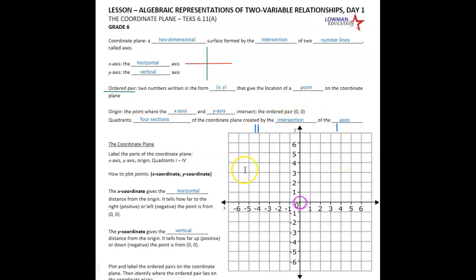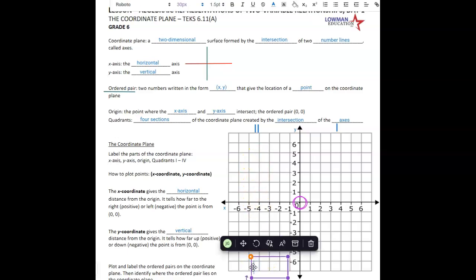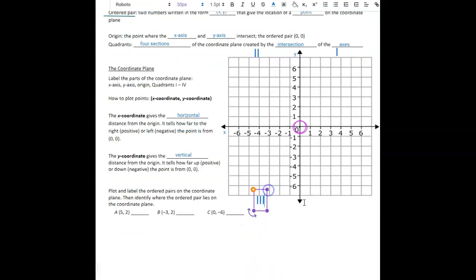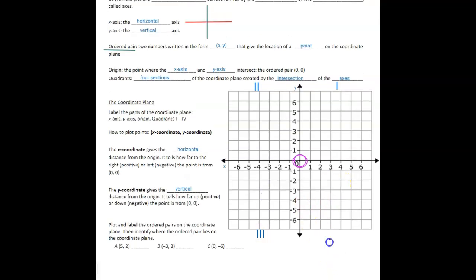Moving counterclockwise to your left, you'll have quadrant 2. Continuing counterclockwise to the left, you have quadrant 3. We'll move that up a little. And then finally, the last quadrant in the bottom right-hand corner is quadrant 4.